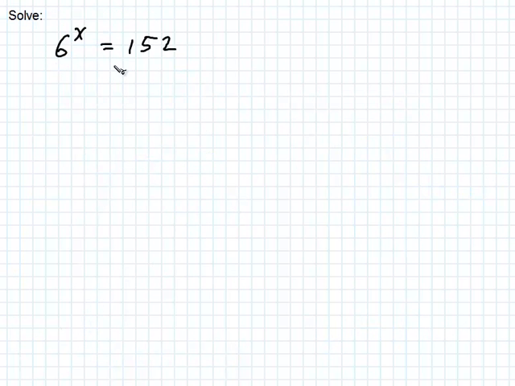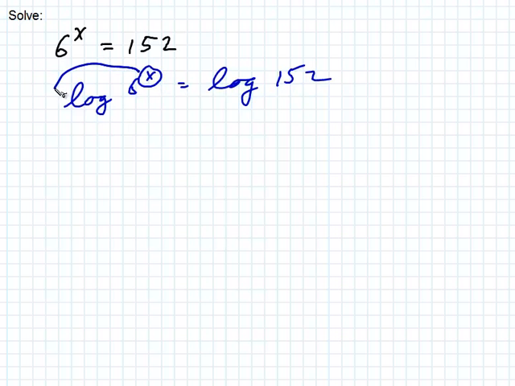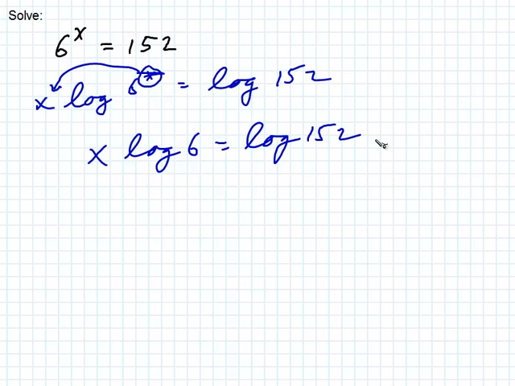Okay, this was the exponential equation we introduced at the very beginning of this section. Let's use the theorem we've just introduced to solve this for x. Okay, so what I'm going to do is take the log of both sides. I'll take the log of 6 to the x is equal to the log of 152. Now, look at this x. I can bring that x down to the front. Okay, so I have x log 6 is equal to log of 152.